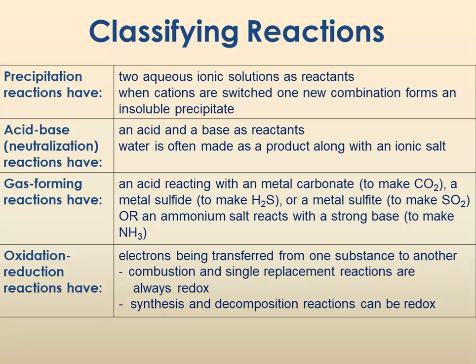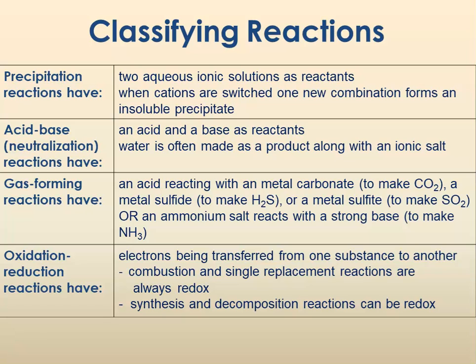All right, so this is going to be the last video associated with chemical reactions. And this is just having a little bit of an overview, a little bit of a review of how you can tell the different reaction types apart from one another. With precipitation reactions, you're always going to have ionic solutions as your reactants that are going to be soluble. And when you have a precipitation reaction occur, one of the new pairs of ions will end up forming an insoluble substance, also known as a precipitate.